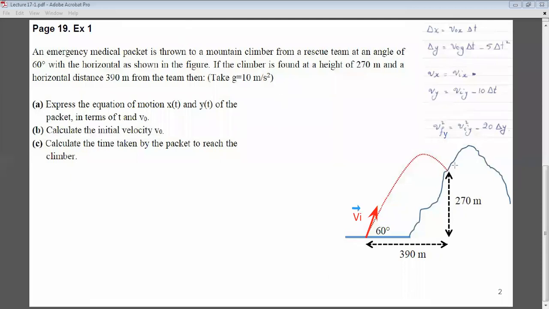It was thrown to a rescue team found on a mountain. Okay, so this is where it went to. So this is the initial position, and this is the final position. Angle 60 degrees. Now we know the theta. If the climber is found at a height of 270 meters, so what is this 270 meters? It is delta y. Okay, delta y equal to 270 meters, and a horizontal distance of 390 meters. So this is delta x equal 390 meters. Okay. This is delta x.